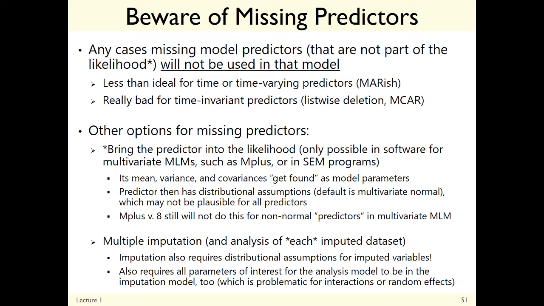It does have the problem of diminished power. It does have the problem of missing completely at random for time-invariant predictors. Right now, there's really not good options, to be fair. So, sorry to bum you out with that, but I have to tell you that.